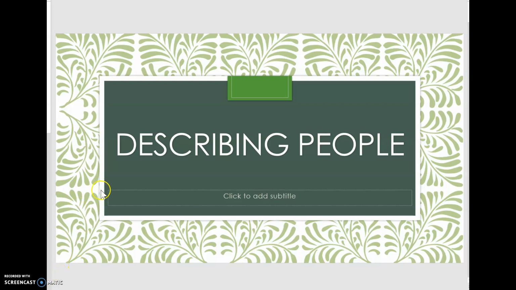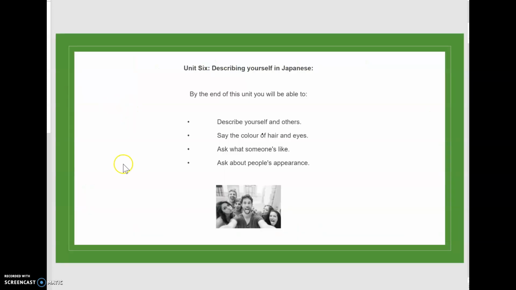So minasan, first of all, by the time you complete this, you should be able to describe yourself and others, say the color of hair and eyes, and other things about people. Ask what someone's like, and ask about people's appearance.